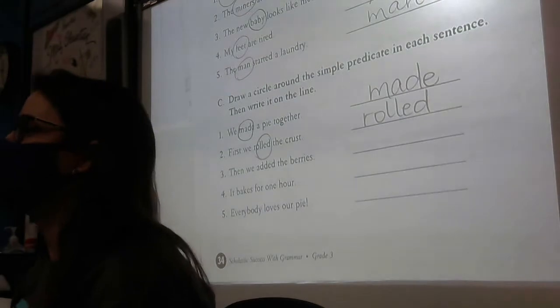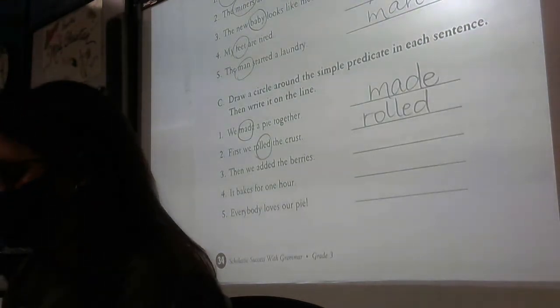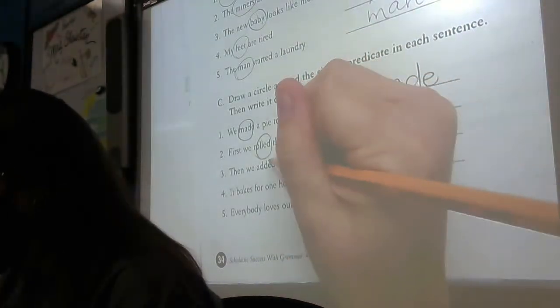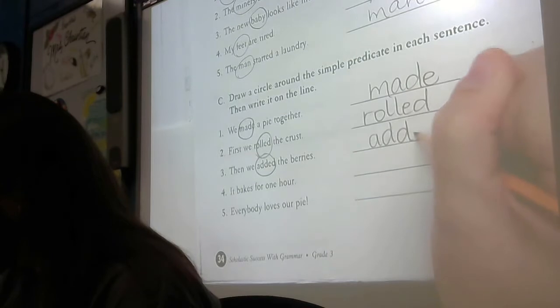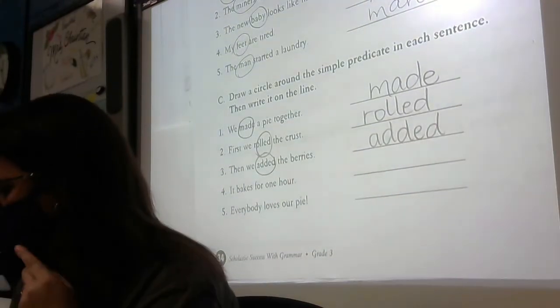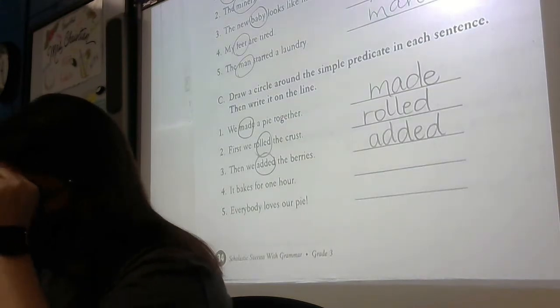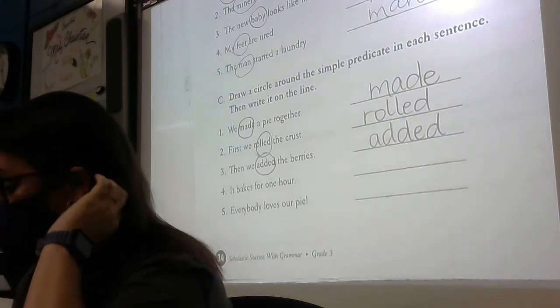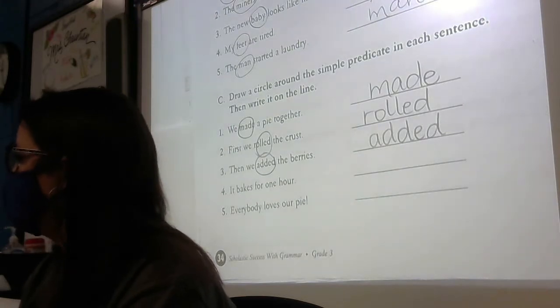Read us number 3, Phoebe, please. Then we added the bird. What did I do? Number 4. It bakes for 1 hour. What does it do? Bakes.